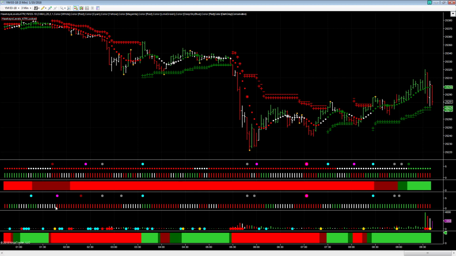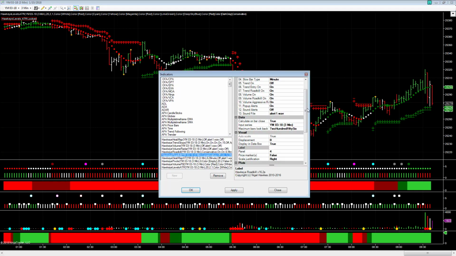I also have a redundant roadkill on here. This is a second instance of the roadkill loaded onto the same chart. This one identifies the longest time frame. It is a 12-minute chart.